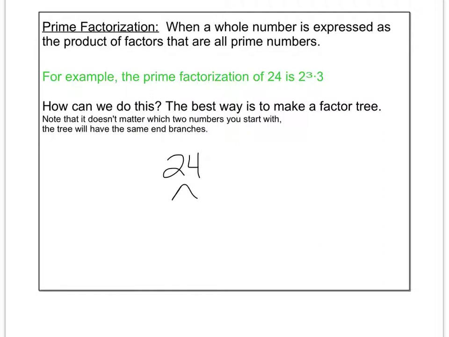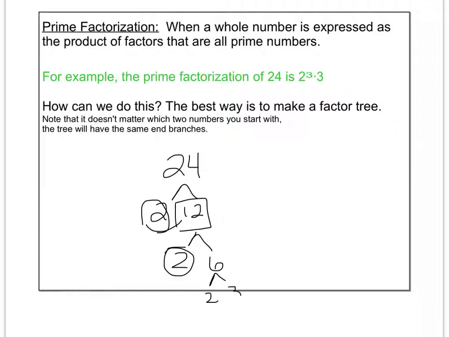So let's see, 2 times 12. I know 2 is a prime number, so I'm going to circle the 2. The 12, I'm just going to box it up. Then my next thing I say, well, because 12 is in a box and it's a composite number, I'm going to go, 2 times 6 will give us 12. So next step is to take the 6 and then go 2 times 3, which are both prime numbers. So I have 3 2's times the 3.